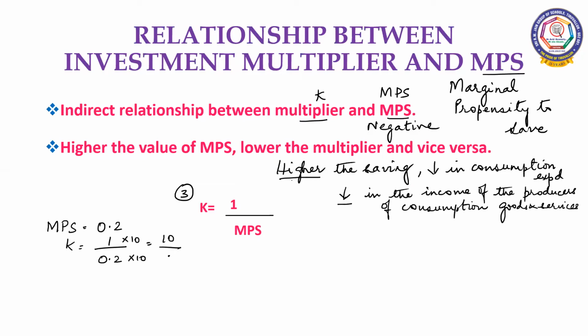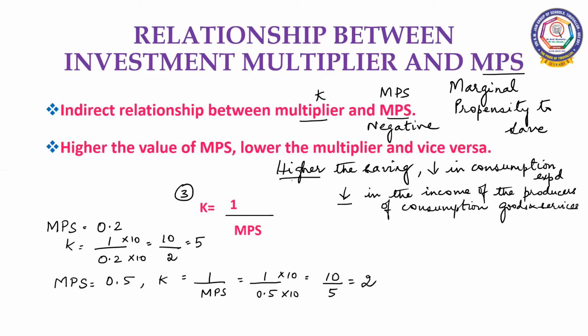It is 10 by 2. MPS is 5. Now the next example to prove the relationship between MPS and multiplier, let us assume MPS is 0.5. Then K is equal to 1 by MPS. So 1 by 0.5, 10 by 5 is equal to 2.